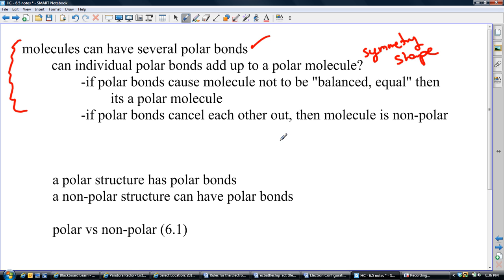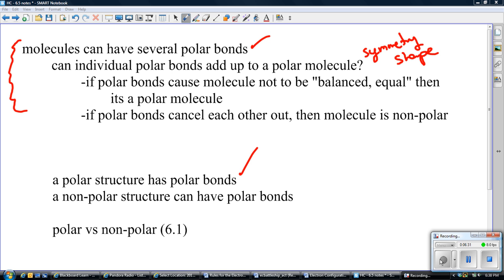Things to remember here: if a structure is polar, it has to have polar bonds. Another way to say it, a nonpolar structure could have polar bonds, and more likely does have polar bonds. Now, one of the interesting things we'll look at here is I'll pause this and set something up, and I'll show you here in a second.